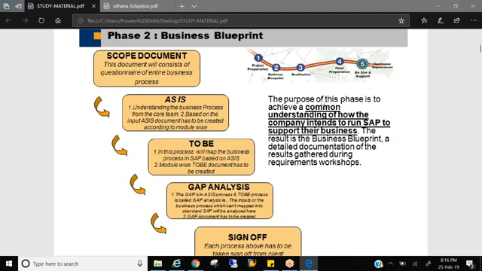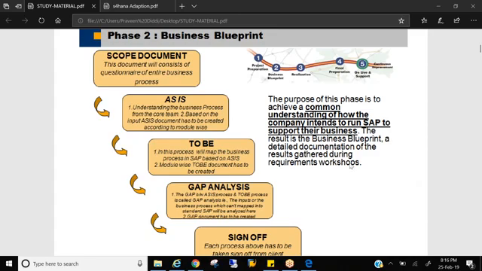So the scope document, that means tomorrow at any time, if you feel that this project is going to fail, or if you feel that this project is not going in the right direction, you come back and check the scope document. The scope document is that important. Why? What's in the scope document?